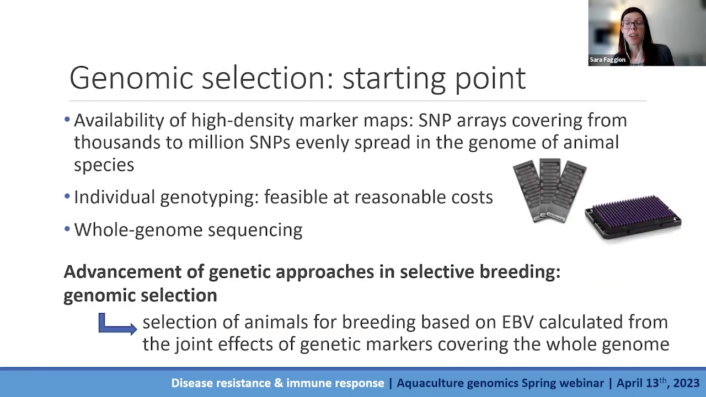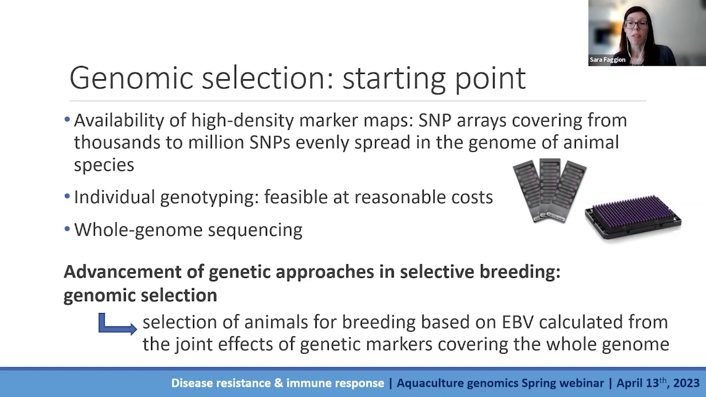During the last 10 years, the technological progress has provided marker maps for different aquaculture species. And we are talking about high density marker maps. In other words, SNP arrays covering from 1,000 to a million SNPs spread in the genome of the animal. This makes individual genotyping feasible at a reasonable cost. For some species, we are also approaching whole genome sequencing, and this is very important for later.